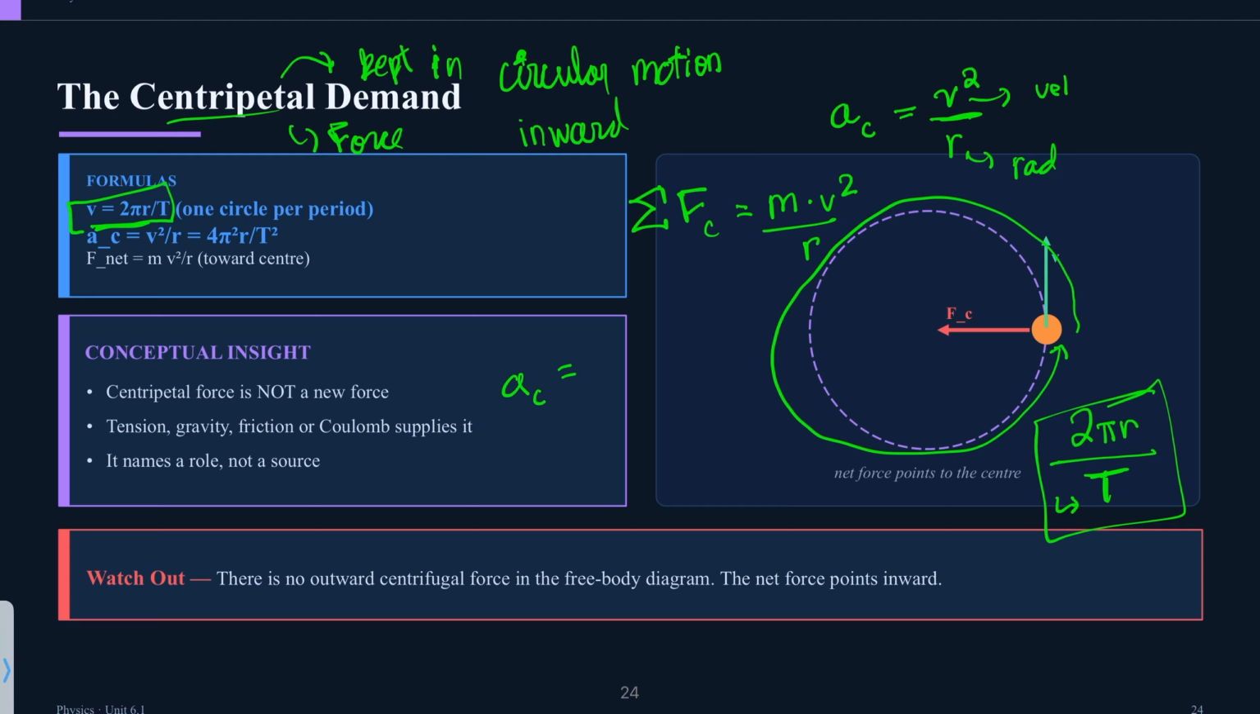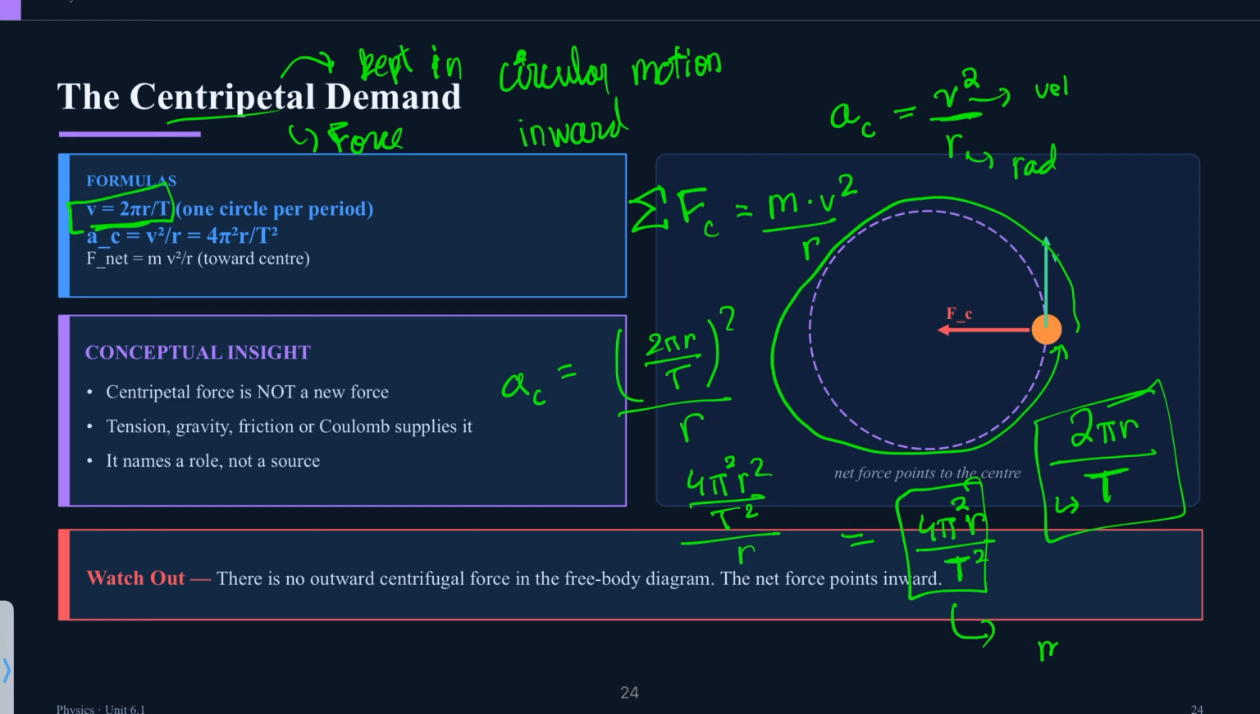Centripetal acceleration is equal to v squared over r. So (2 pi r over T) squared over r, or 4 pi squared r squared over T squared over r, which is just 4 pi squared r over T squared. All right, there you go. And then you multiply this by your mass to get your centripetal force.